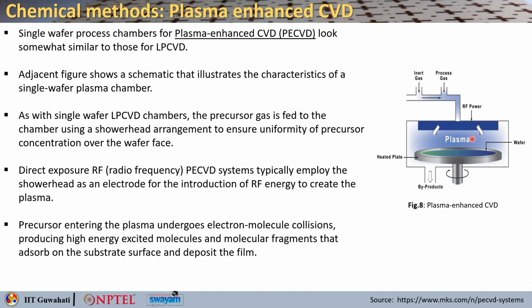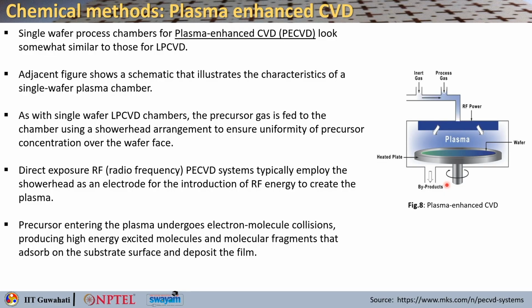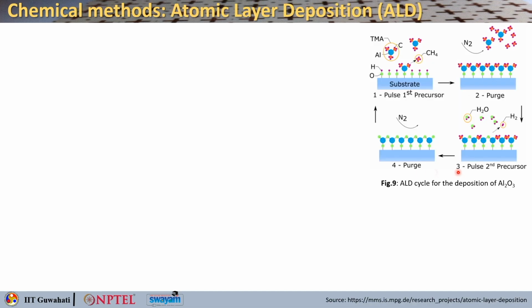The precursor entering the plasma undergoes electron molecule collisions, producing high energy excited molecules and molecular fragments that absorb on the substrate surface and deposit the film. Here you can see that like LPCVD, the wafer sits on a heated plate, and the byproduct gases are exhausted through the ports below the wafer level, and this is a rotating system like before.